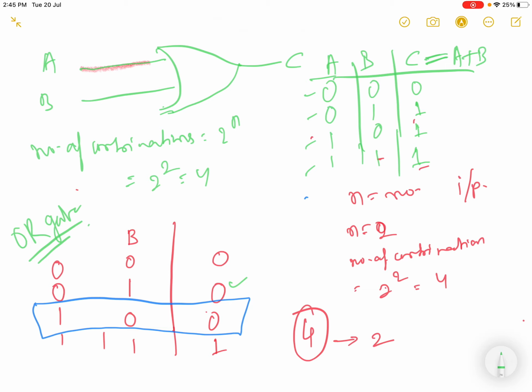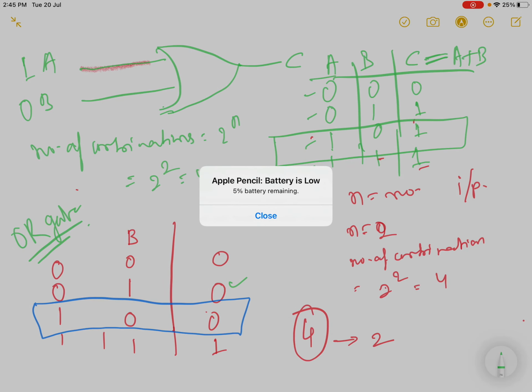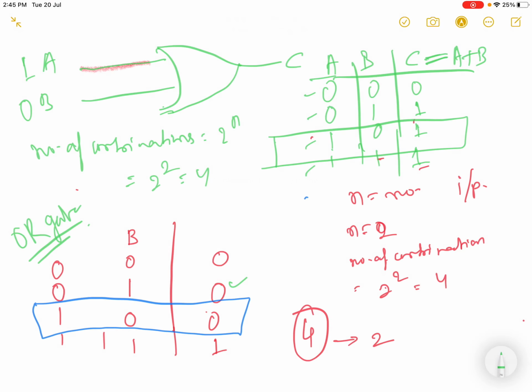It means, suppose that if you pick this combination, so if input of A equals to 1 and input of B equals to 0, result will be what? 1 and 0 will be what? 1. Okay, so this is all about OR gate.